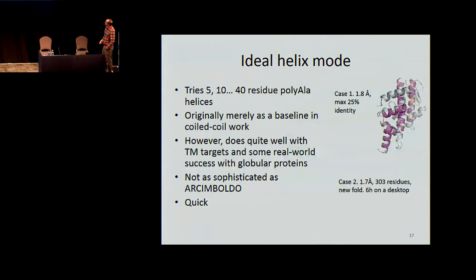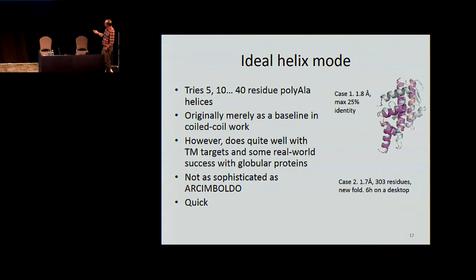So I've mentioned the ideal helix that we introduced as a kind of baseline for comparison with the models in the coiled coil and the transmembrane work. That's a little library of 5, 10, up to 40 residue polyalanine helices. People have got in touch with us, actually, and we never really thought of using it for globular proteins, but a couple of users have got in touch, and they've had some success with using it in globular proteins.